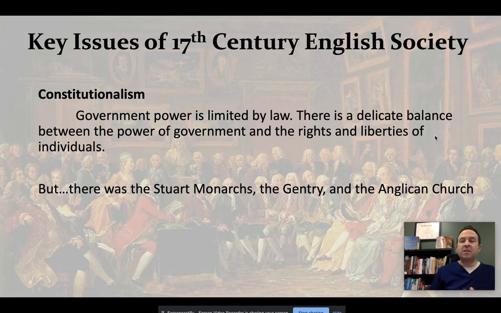So within this system of constitutionalism, there's a delicate balance between the power of government and the rights and liberties of individuals. Now you'll notice this is the first time we've talked about this idea of individual rights all year. But under constitutionalism that develops within England in the 17th century, we start seeing that there's this delicate balance and that individual rights and liberties of individuals matter.